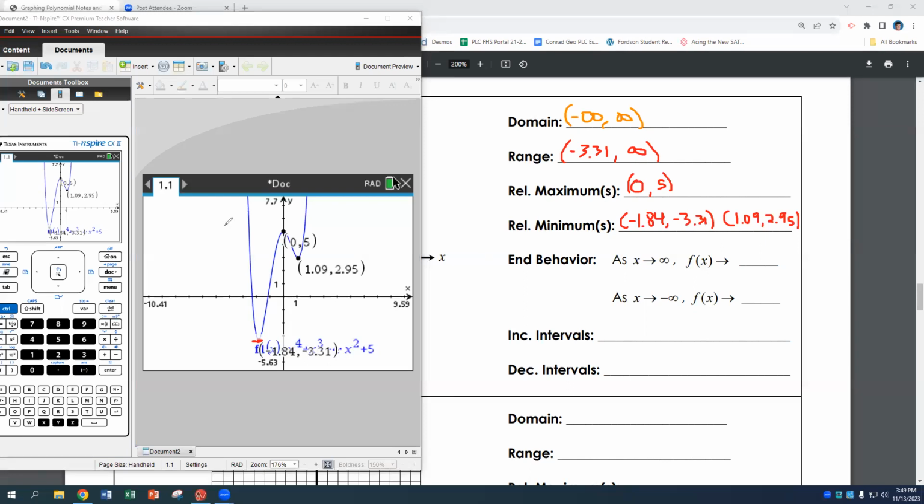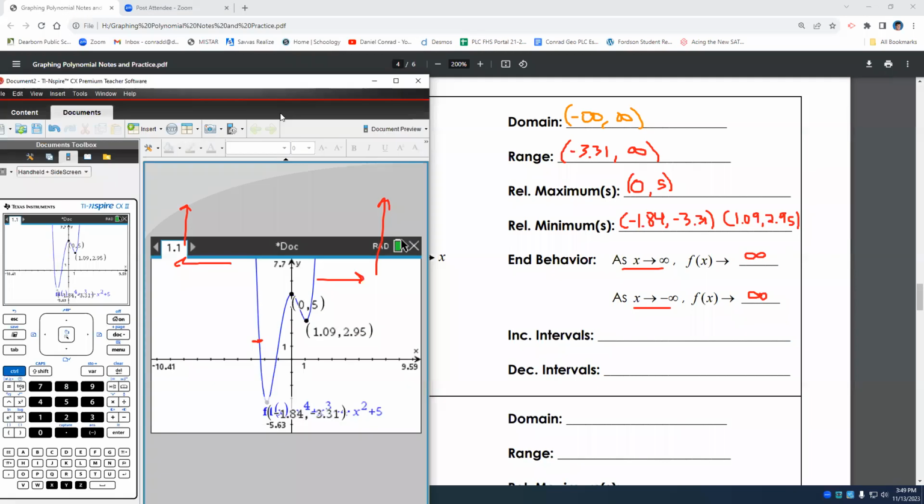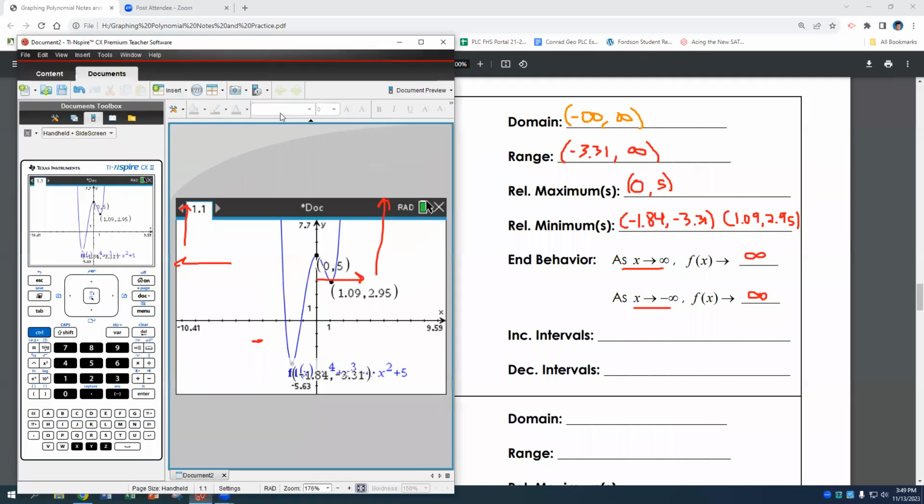And behavior. As we go to the right, this graph is going up towards positive infinity. As we go to the left, it's going up towards positive infinity, right? And that makes sense because it was even and positive.